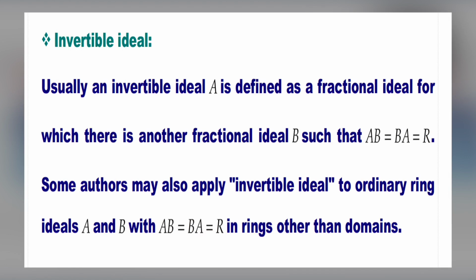Invertible ideal. Usually, an invertible ideal A is defined as a fractional ideal for which there is another fractional ideal B such that AB equals BA equals R. Some authors may also apply invertible ideal to ordinary ring ideals A and B with AB equals BA equals R in rings other than domains.